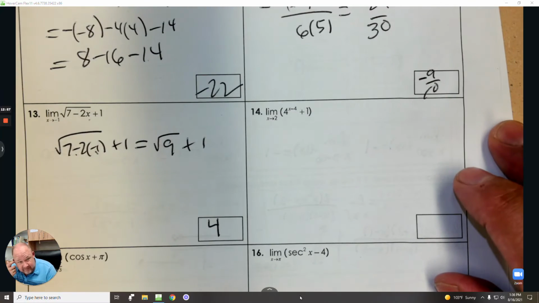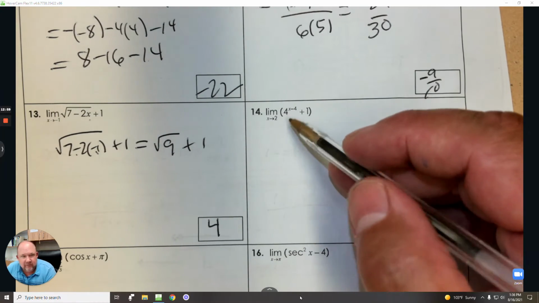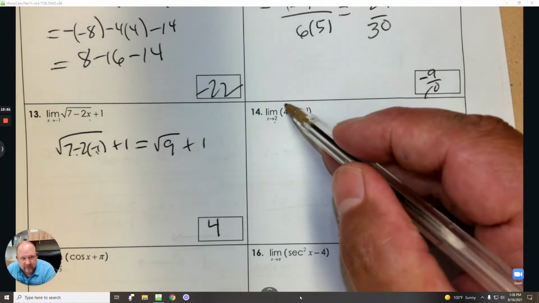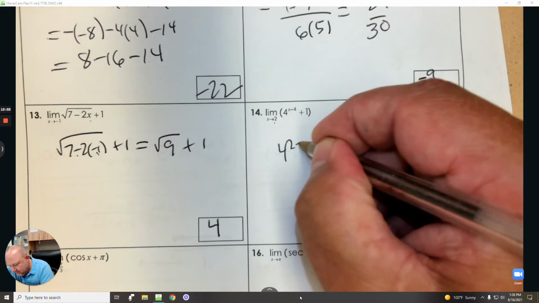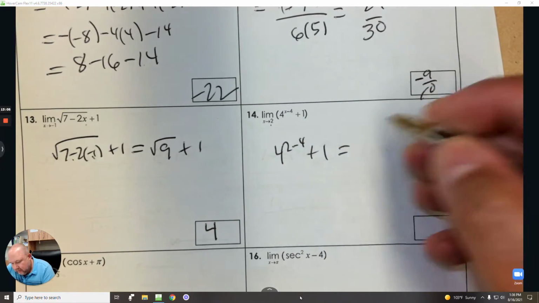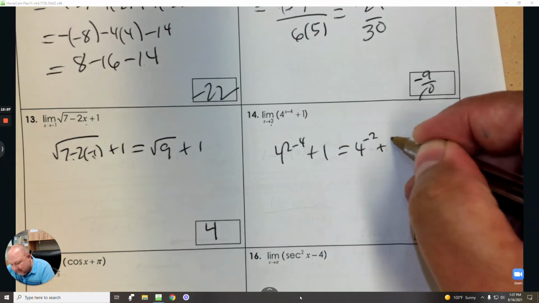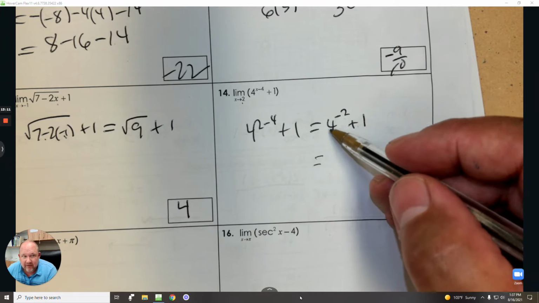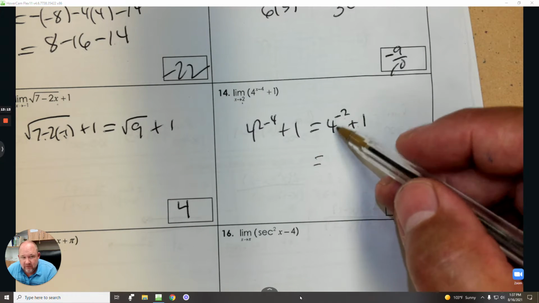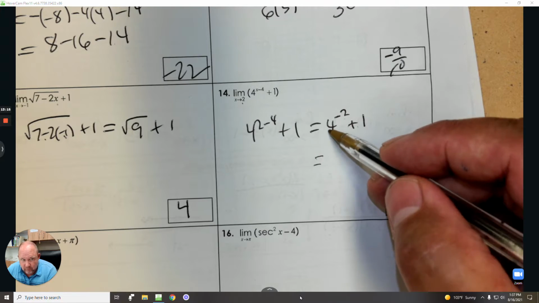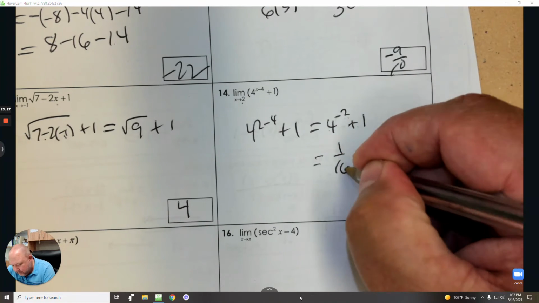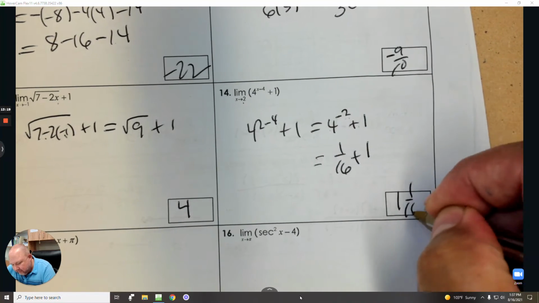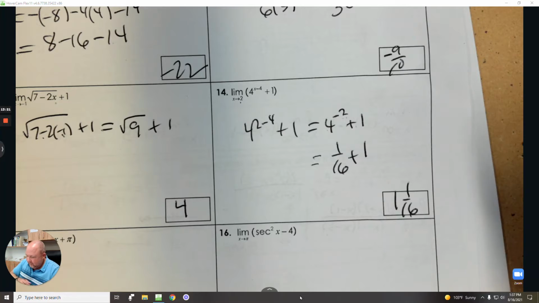Number 14. Again, this is a continuous function. So just plug 2 in and get your answer. So 2 take away 4 is negative 2. Just as a reminder, a negative exponent does not give you a negative answer. It means reciprocal. So 4 squared is 16, and it's the reciprocal. And that's fine with me if you just put them beside each other.